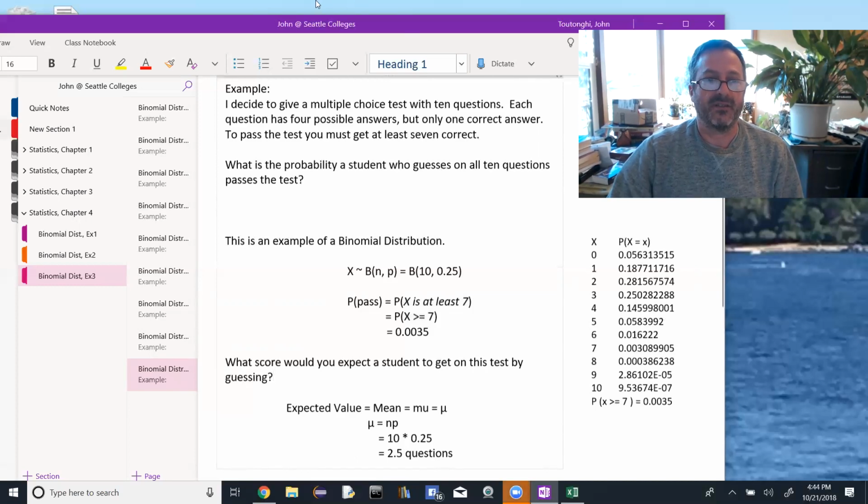Okay, so that'll do it for binomial distributions. I think that pretty much covers chapter 4. I didn't do, well, I'll talk about other stuff later. Okay.